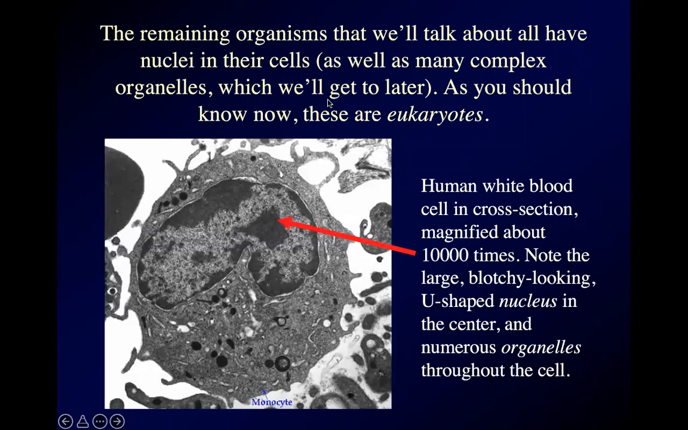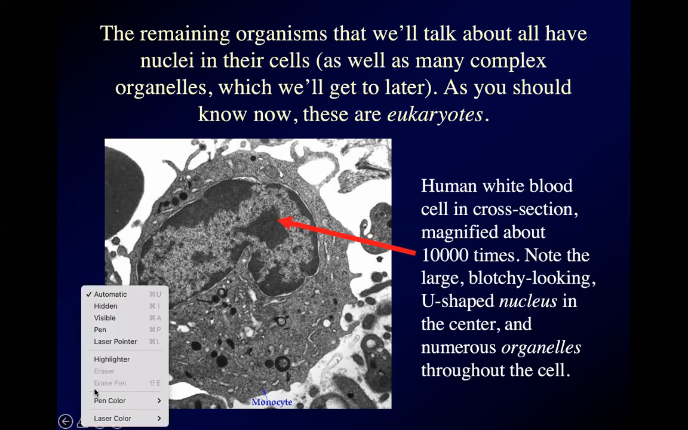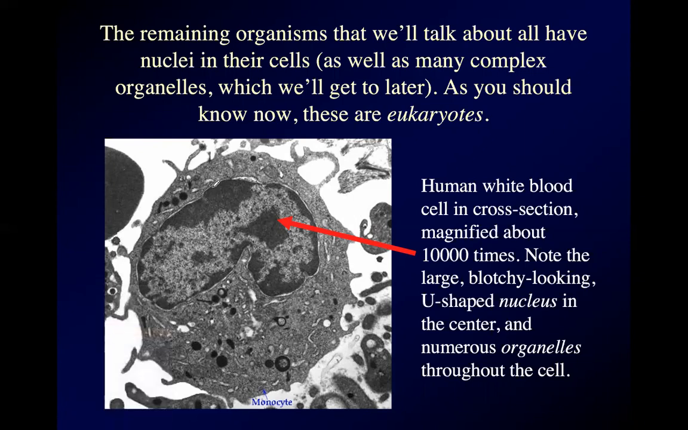Everybody else that we have to talk about in this class has cells that have nuclei. That's that bag of DNA inside, as well as a lot of organelles, little substructures that do different things. This happens to be a human white blood cell. And what I'm outlining with the pen right now, this kind of grainy U-shaped blob, that's the nucleus. Right there, that's the bag full of DNA.